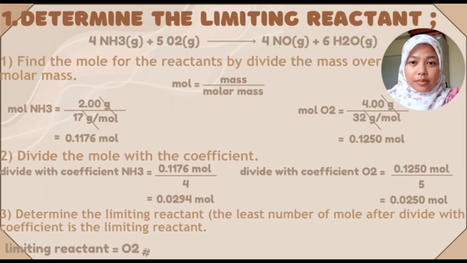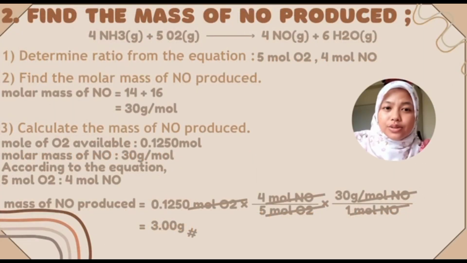So, here are the steps to determine the limiting reactant. First, you have to find the mole for the reactants by dividing the mass over molar mass. The mass has been given in the question, which is 2.00 gram for ammonia and 4.00 gram for oxygen. Second, we have to divide the mole with the coefficient. The coefficient for ammonia is 4, while the coefficient for oxygen is 5. And lastly, you can determine the limiting reactant, which is the one with the least number of mole after dividing with coefficient. Now, let's go to the next question.